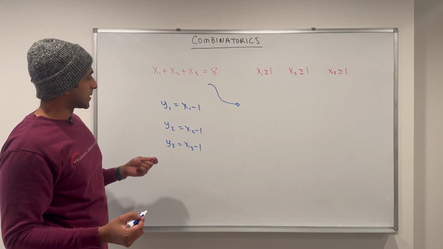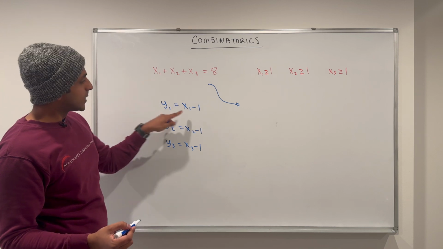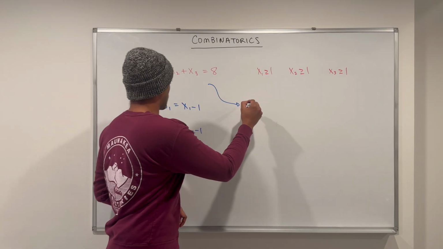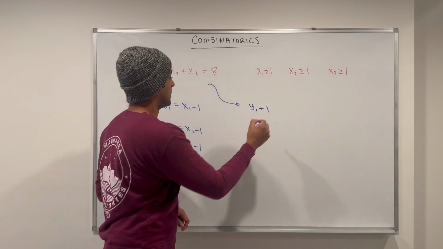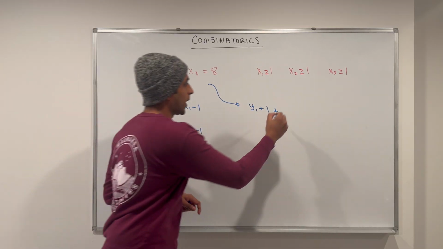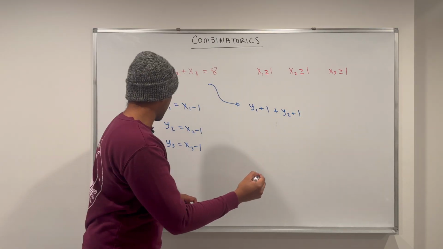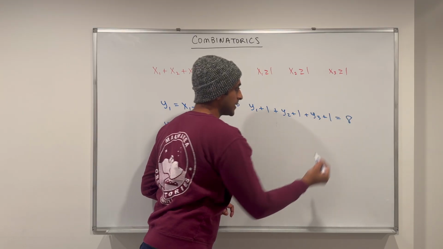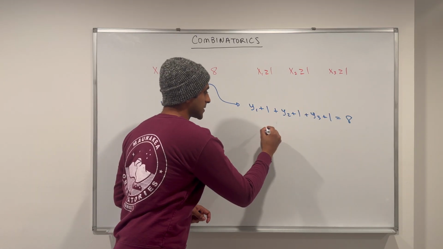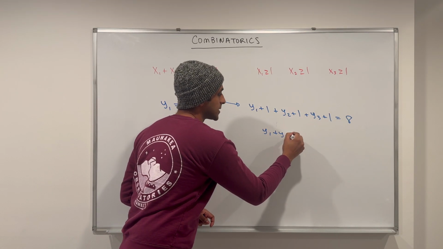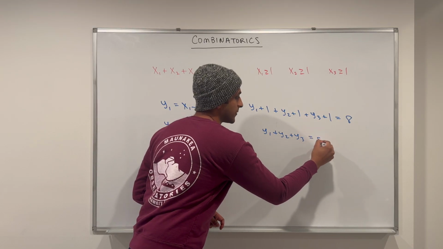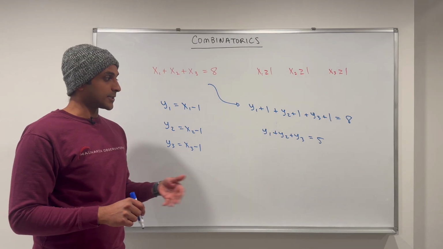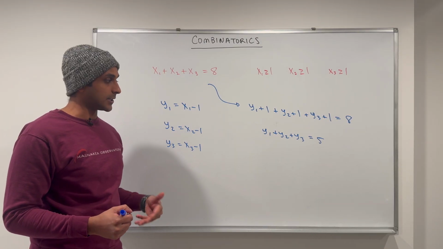So how would that look? If y1 is x1 minus 1, then x1 is y1 plus 1. So x1 is y1 plus 1, x2 is y2 plus 1, and x3 is y3 plus 1, and that has to sum to 8. If we move all the 1s to the other side, we get y1 plus y2 plus y3 equals 5. And we're counting solutions to this equation such that each of the y's is a non-negative integer.